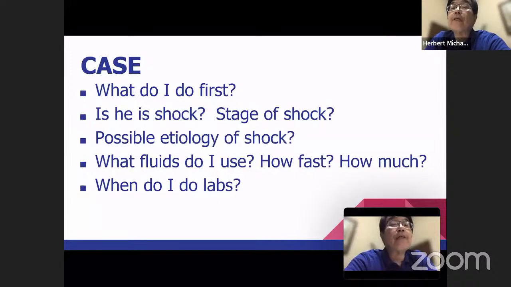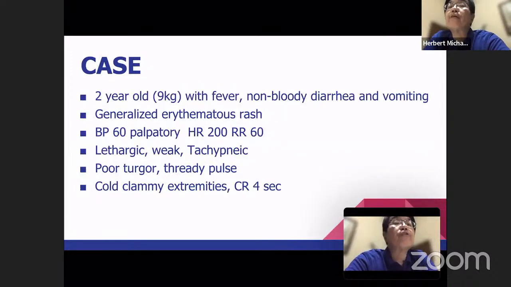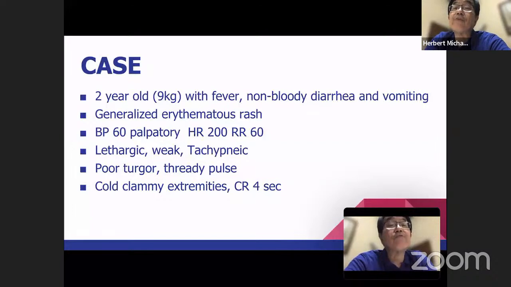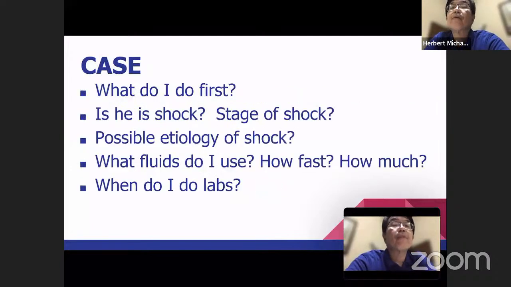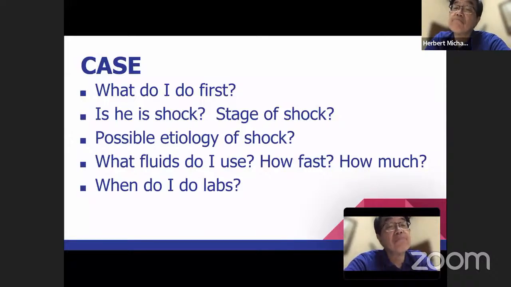And what is the possible etiology of the shock? The patient has fever. He has some losses from the diarrhea, so it could be hypovolemia, but the patient has this rash. So whenever a patient has a red rash with fever, you always worry about the possibility of meningococcemia or an infection. What fluids do you use? Well, always use whatever you have available, which is the crystalloids. And how fast do you give it? At least 10 to 20 cc per kilo.